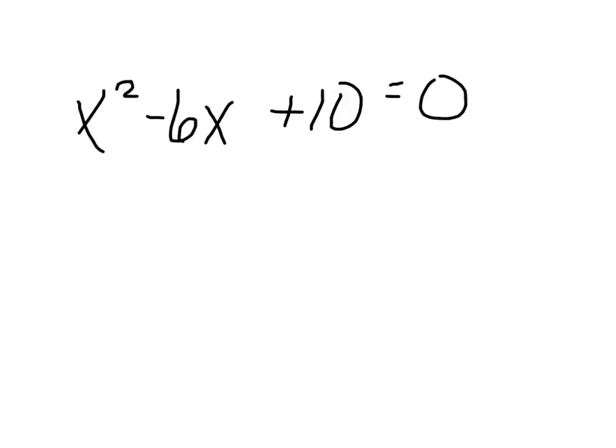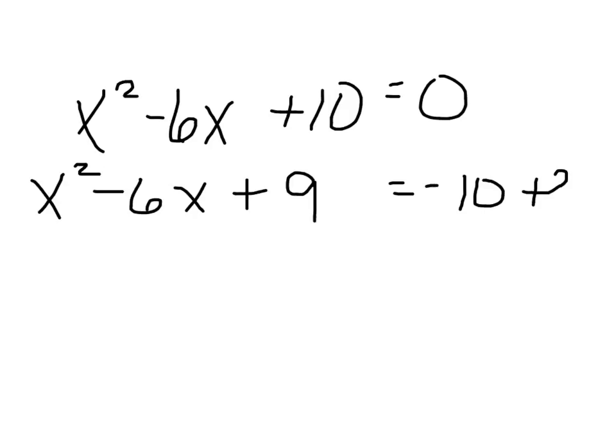Yes. Step 2, move the constant to the other side. So what am I going to have to do? So I got to subtract 10 to both sides. Step 3 said put the b divided by 2 squared. What number is in the b spot? What's negative 6 divided by 2? Negative 3 squared? 9. So you got to add 9 to both sides.